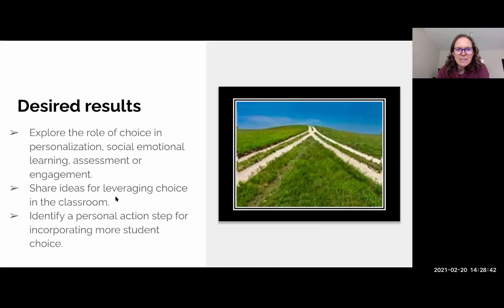There are some fantastic ideas in the chat, and I hope that whatever you chose that resonated with you, or something from your group conversation, sparks your interest to think about what's something that I can do, maybe even Monday, to further incorporate choice into my classroom.